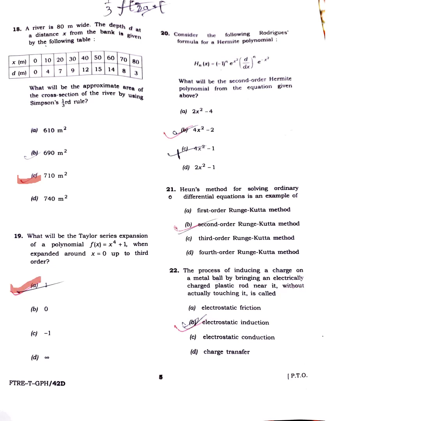A, 1. Consider the following Rodrigues formula for Hermite polynomial. What will be the second order Hermite polynomial from the equation given above? This is B, x square minus 2. Heun's method for solving ordinary differential equations is an example of the second order Runge-Kutta method. The purpose of inducing a charge on a metal ball by bringing an electrically charged plastic rod near it without electrically touching it is called electrostatic induction. The magnetic field inside a uniformly magnetized sphere is uniform, like the electric field inside a uniformly polarized sphere.